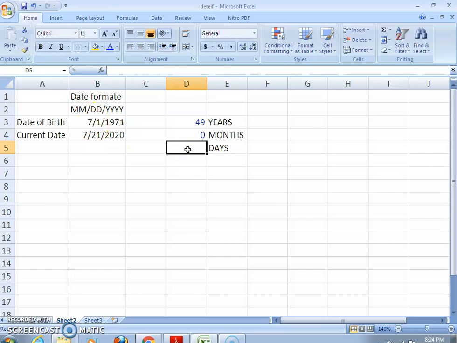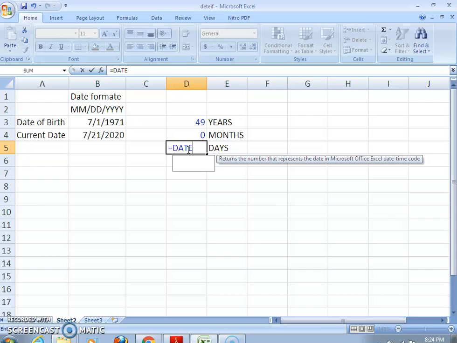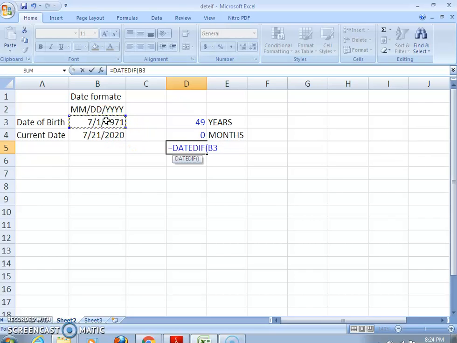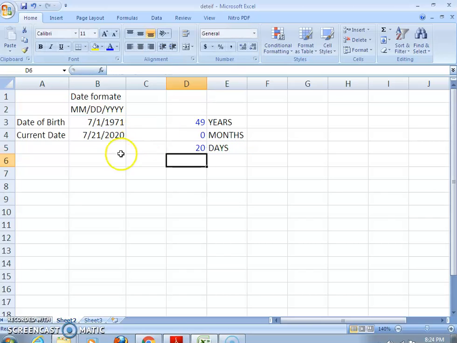But if he wants to find out the days, then DATEDIF, B3, B4, and then md. I told you md is used to exclude years as well as months. Okay, see the results: 20 days. It means the person is 49 years, 0 months and 20 days old as of today.